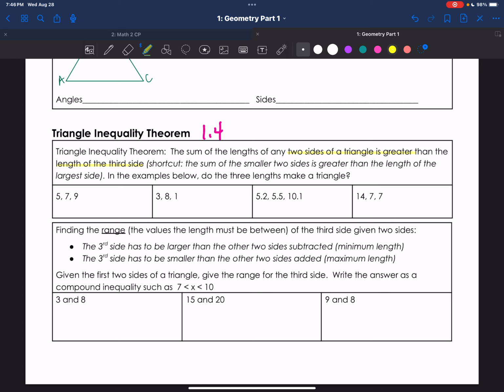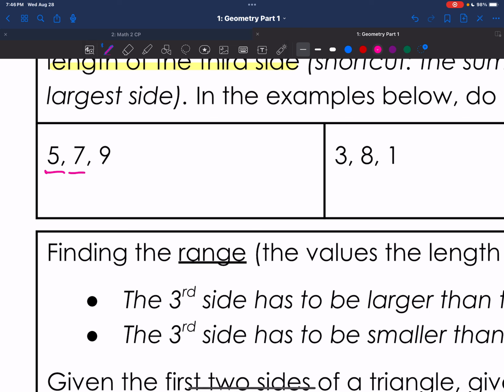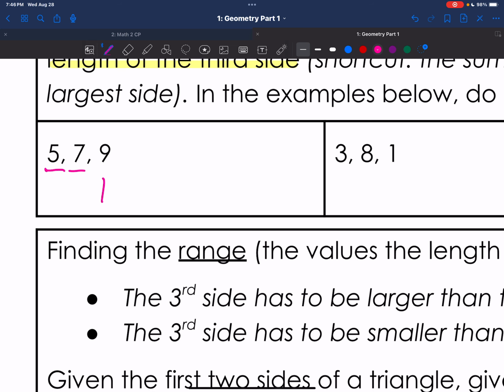These are all pretty easy. You're just checking to make sure that everything works out as it needs to. So let's go ahead and start with this. Let's do the sum of the two small sides. Well, the two small sides are your 5 and 7, and I'll zoom in for you. And 5 plus 7 is 12. Well, is 12 bigger than 9? Because that's the largest side. If your answer is yes, then you're good to go.